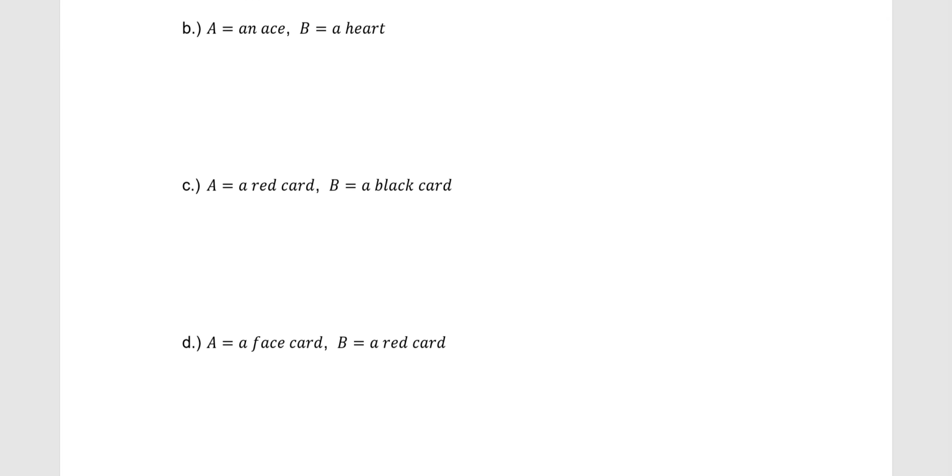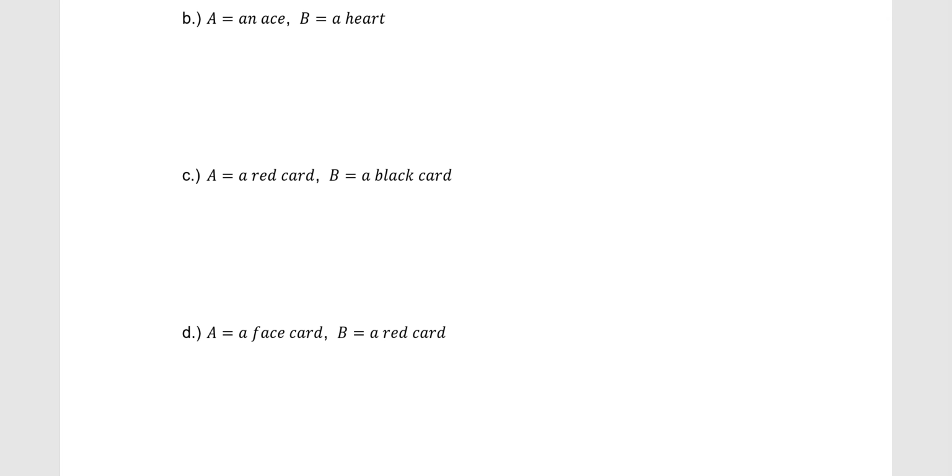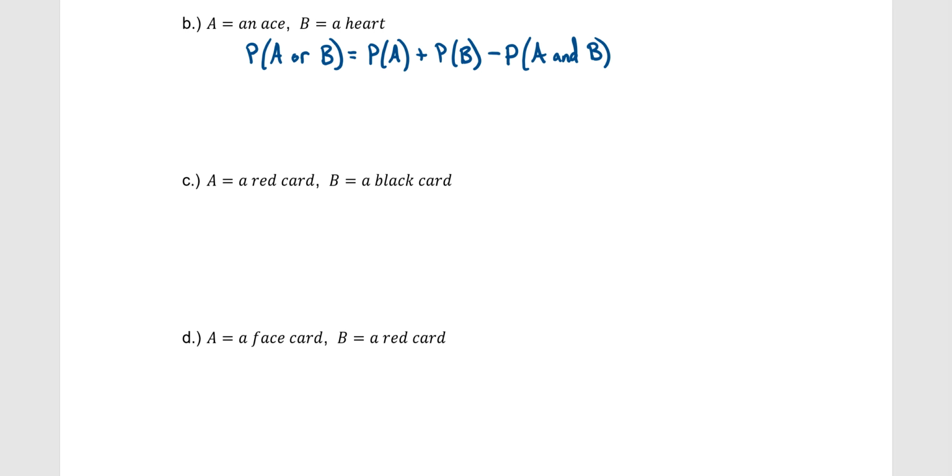Okay, and then the next one here, the event A is going to be that it's an ace, event B is that it is a heart, and we're looking for the probability of A or B. So we write down our formula and do what we just did. So the probability that it is an ace is going to be, once again, 4 out of 52. The probability that it is a heart.